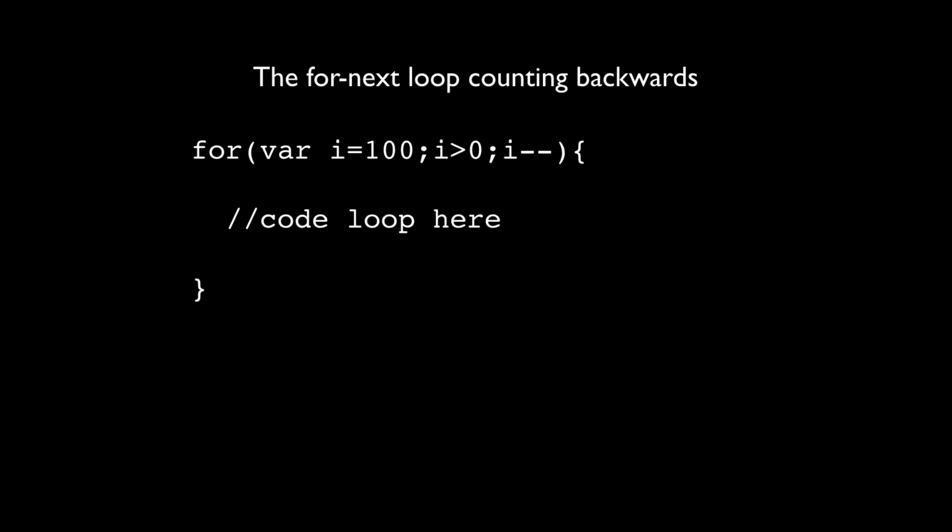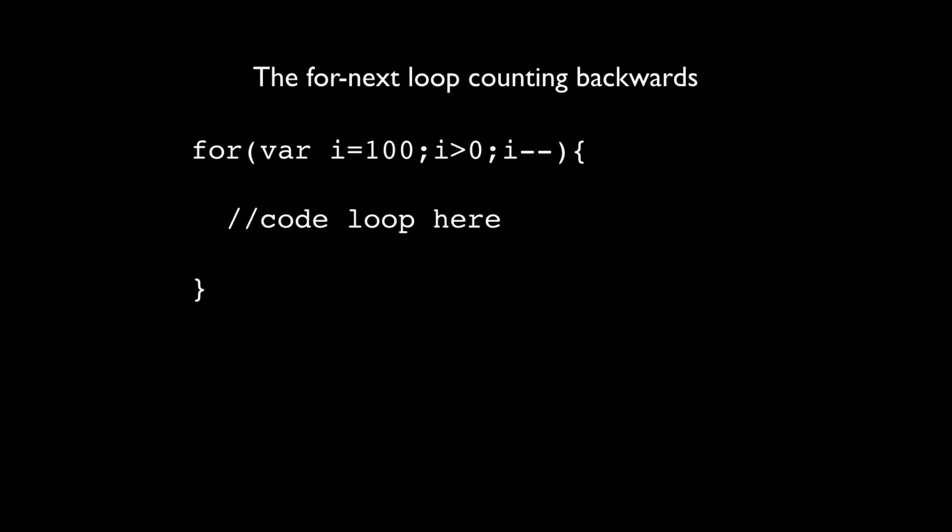The key takeaway to this, you can even count in steps if you really want to. You can count by 5s or 2s or 3s or whatever you'd like. But the key takeaway for this is that you know in advance how many times you're going to execute this loop. So that's really the key to the for next loop.